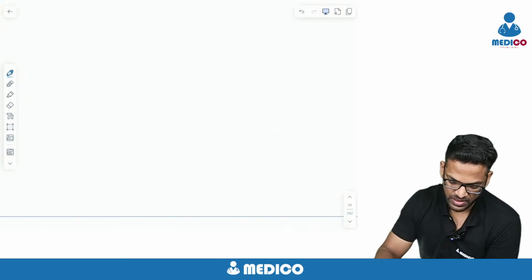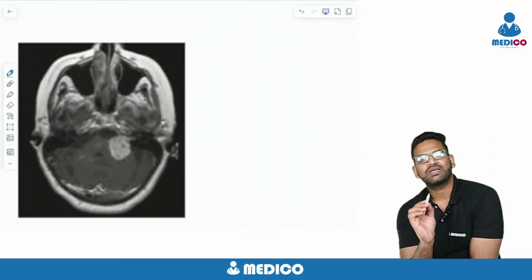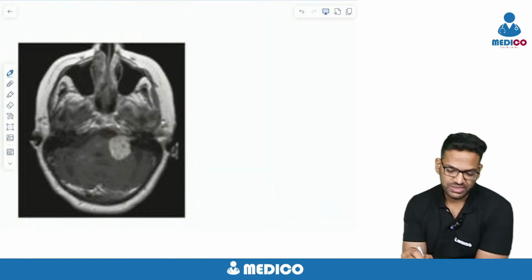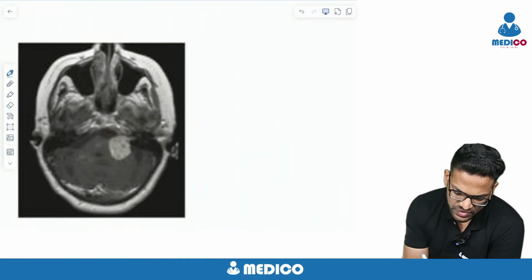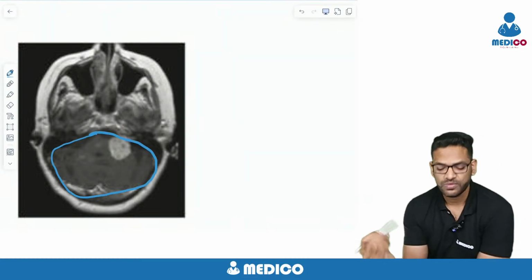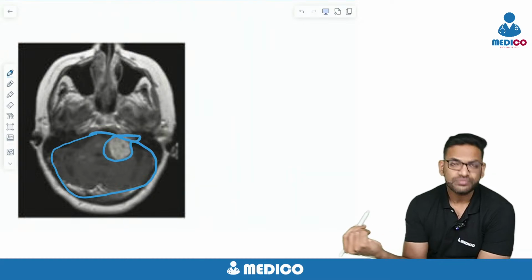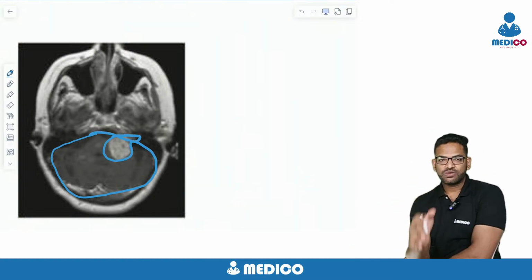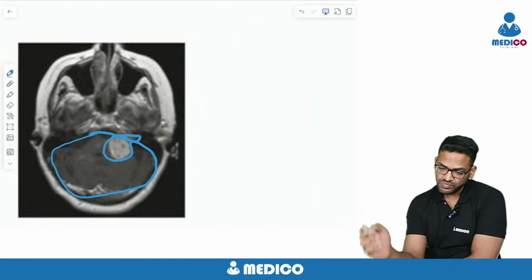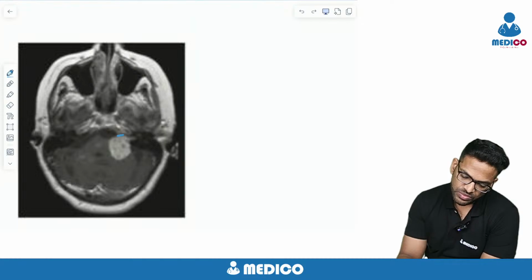Okay, so I have an image. This is a T1 contrast enhanced image. You can see that everything looks all right here. This is the posterior fossa. Can you see a tumor right here? Right, this is because we are using gadolinium. Okay, so I'll get back to the tumor again. I'll just draw the tumor for you.